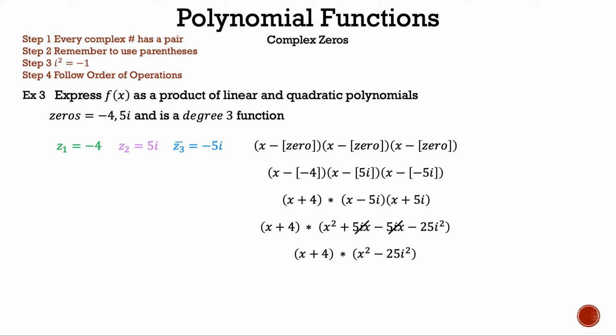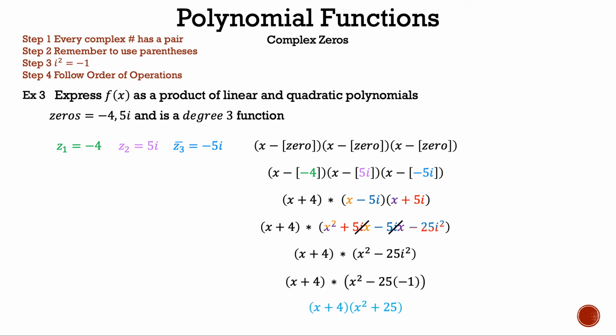What do we think is the next step? That's correct, change i squared to negative 1. And now we can multiply negative 25 and negative 1, and the result is positive 25. So now we have the quantity of x plus 4 times the quantity of x squared plus 25. And that is example 3.